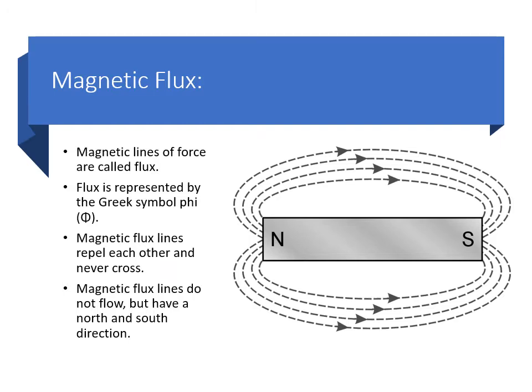Magnetic materials set up lines of force. These magnetic lines of force we call flux. We use the Greek letter symbol phi to represent flux. Magnetic lines of force, or flux lines, always repel each other. They have a north to south direction, and they never cross.